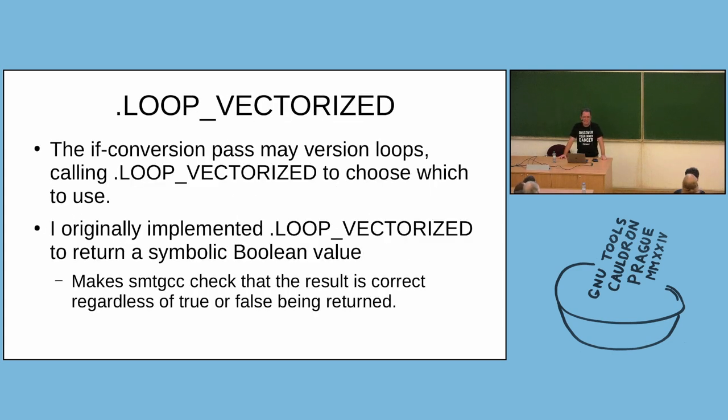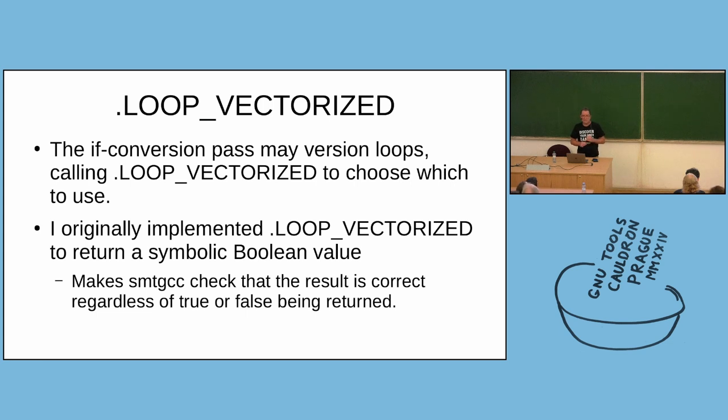One other thing is that some of our internal functions, it's a little bit unclear how to handle them. So if you take loop vectorized, for example, maybe that will disappear now when the if conversion moves into the vectorizer, but I take it as an example anyway. So the if conversion pass may version loops and protect that by loop vectorized. Then the vectorizer removes the version of the loop that is not used.